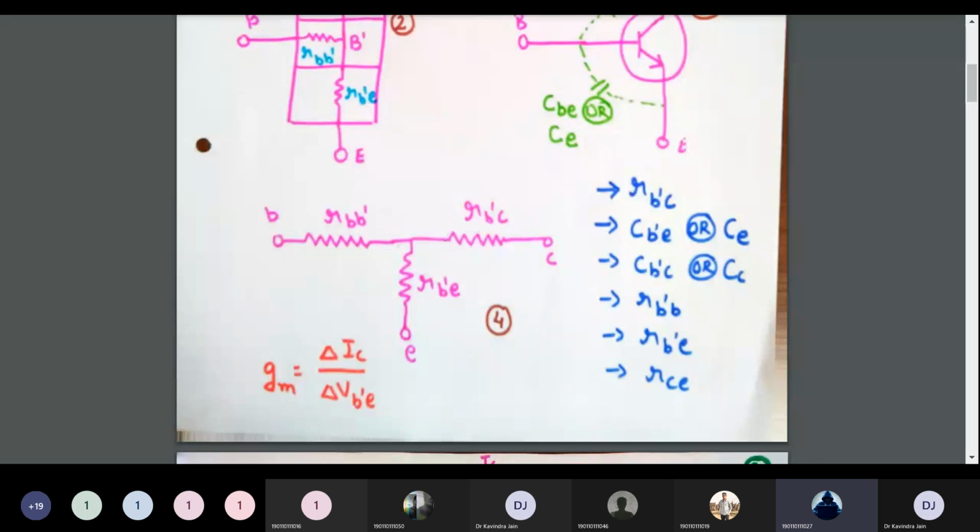Sir, can you repeat the last point, B dash from the junction? See, this is the B dash point, this point is B dash, this point is E. So the resistance between this virtual base and this junction capacitance is known as R B dash E. Okay, okay, sir. So it is just the jumbling of the words, nothing else.